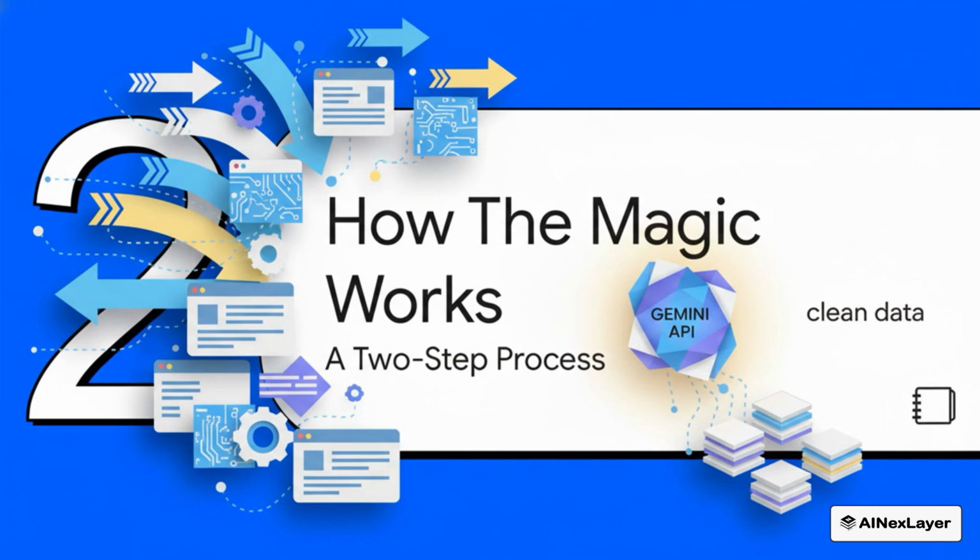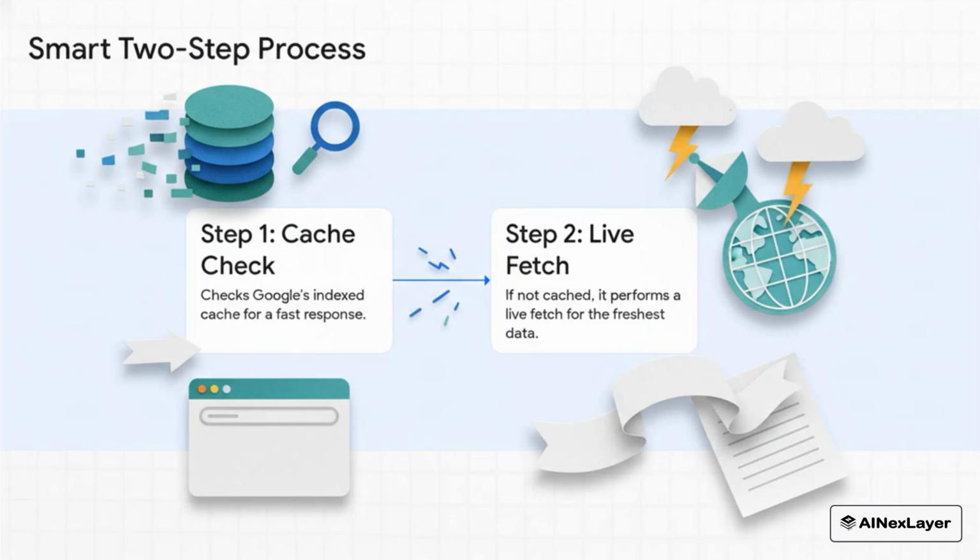Okay, so how does it actually pull this off without all those usual scraping nightmares? Well, the process is actually brilliantly simple and super efficient. It's this really smart two-step dance. First, for just pure speed, it checks Google's massive indexed cache for the content. This usually gives you a response almost instantly. But if the content isn't there, or if it thinks it might be stale, it automatically does a live fetch to grab the absolute latest version. You get this perfect balance of speed and fresh data, and you don't have to do any extra work.